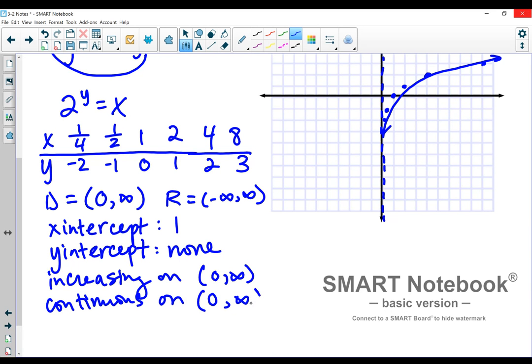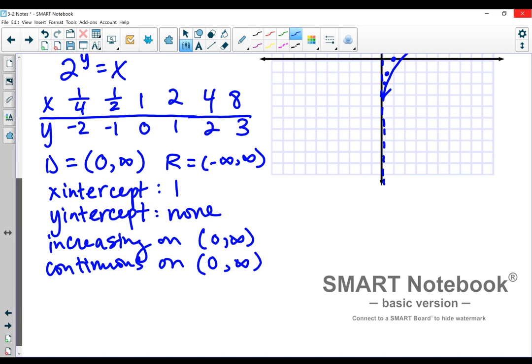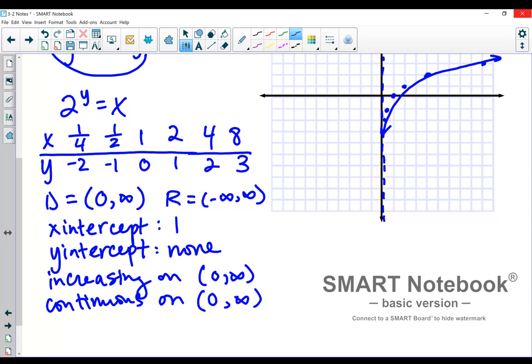And notice again, I'm not using that bracket on 0 because I'm not actually including it. So we're just making a parenthesis there. We have an asymptote, which is our y-axis, so x equals 0.